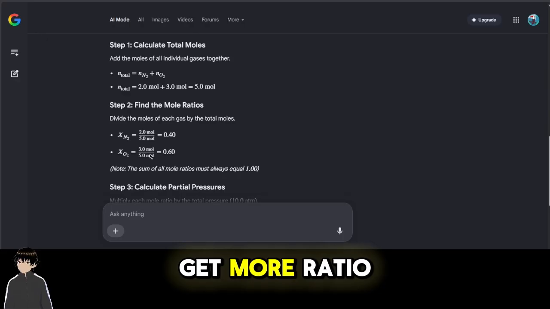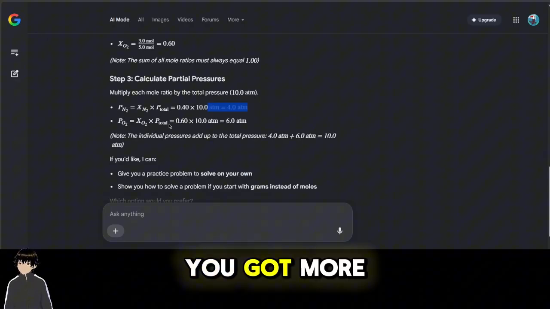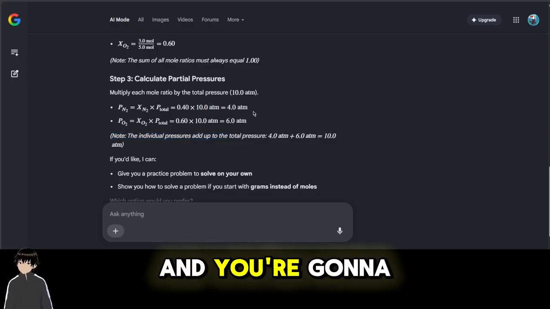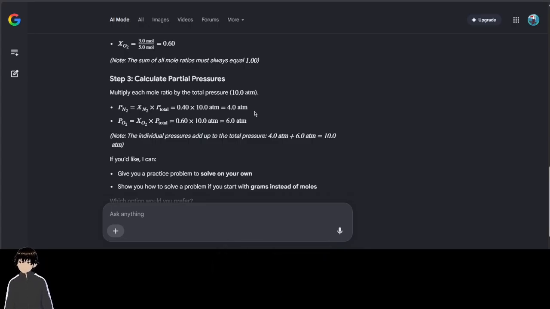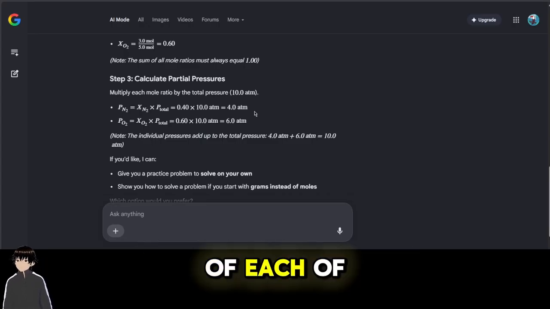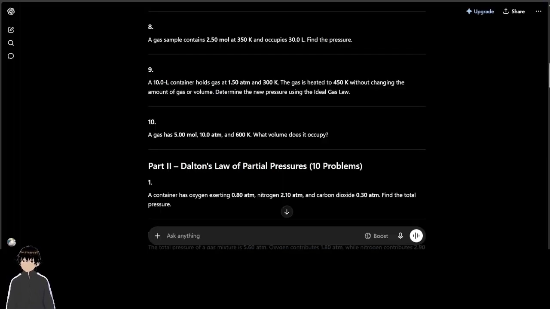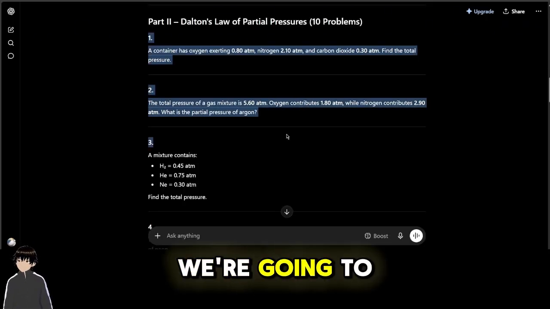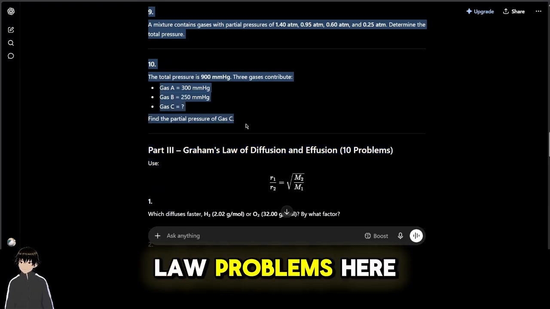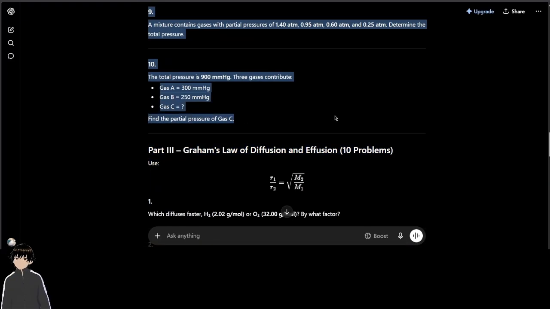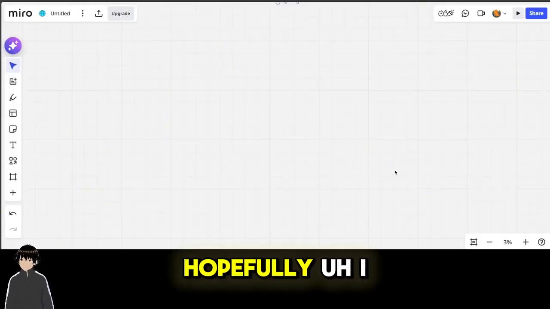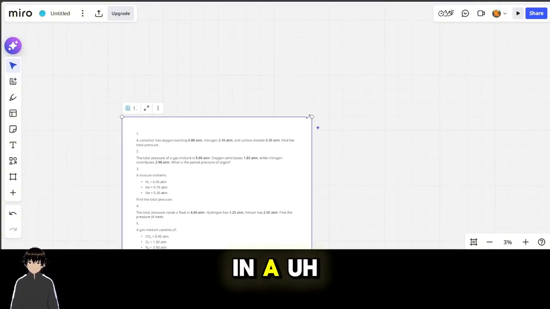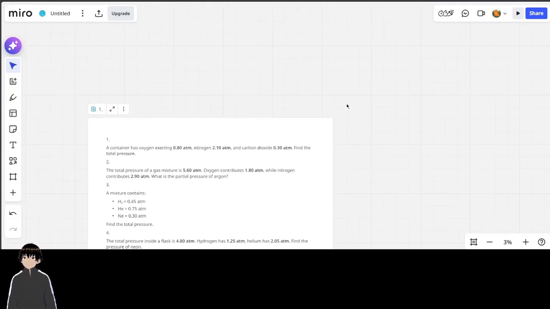So when you get the mole ratio, you times it by the pressure, and you're going to get the partial pressures of each of the individual gases. So that's going to be it for Dalton's law. If you use that, we're going to solve some Dalton's law problems here. It's very easy. Hopefully, I can solve it in a good amount of time.